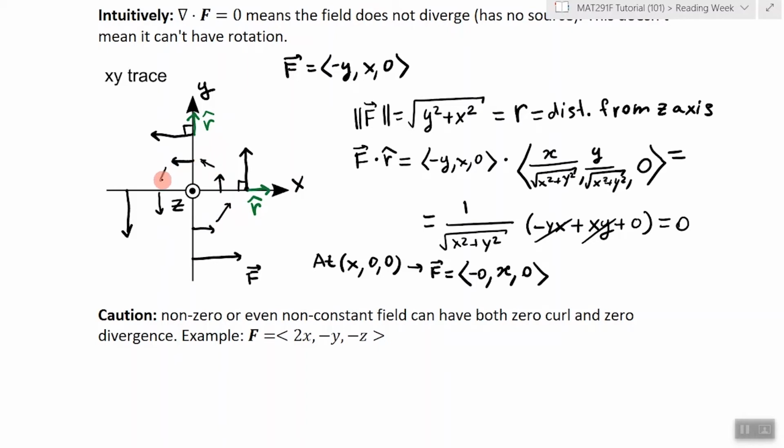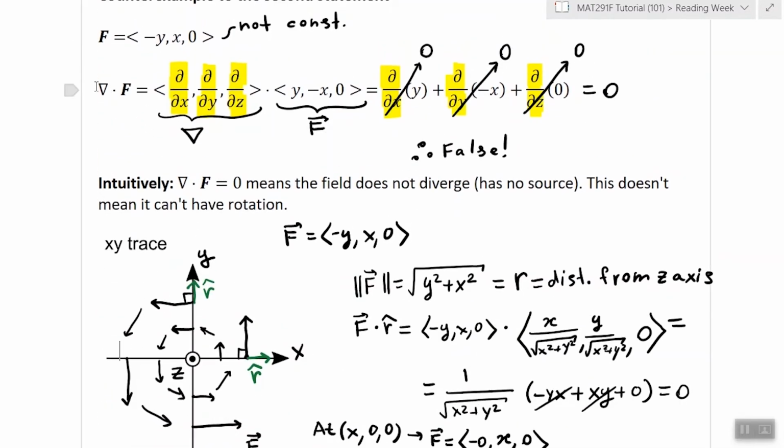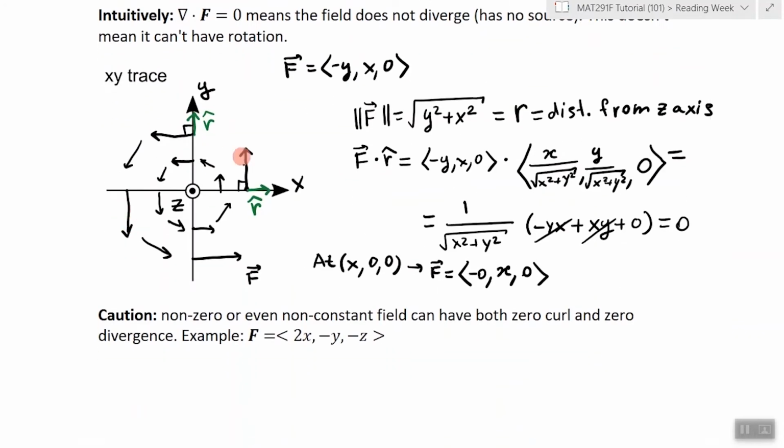Okay, now why am I sketching this? I'm sketching this because clearly this field doesn't look to have any source, and we've just proven that it doesn't have any source. Its divergence is equal to 0. But the field has some rotation, which is why I've selected this as the counterexample. Now you might be wondering what happens if both divergence and curl are 0. So this is 0 curl and 0 divergence.